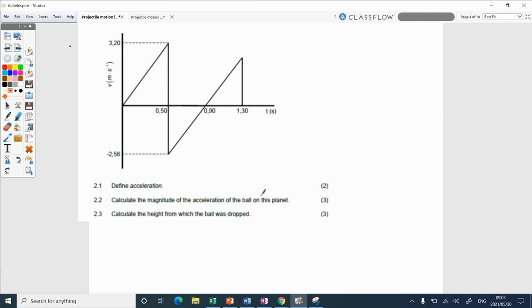Okay, calculate the magnitude of the acceleration of the ball on this planet. If they say the magnitude of the acceleration and it is a velocity time graph, how do you get the acceleration from a velocity time graph? Please write that. Say that acceleration equals gradient. Why would you write it? Because then you can get a mark. Exactly.